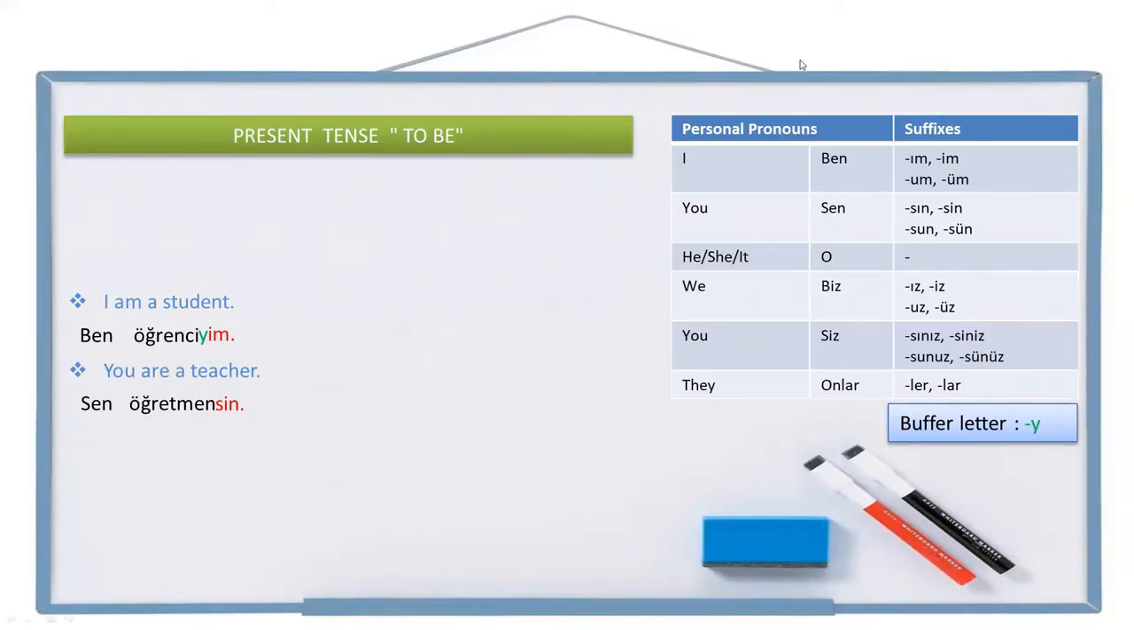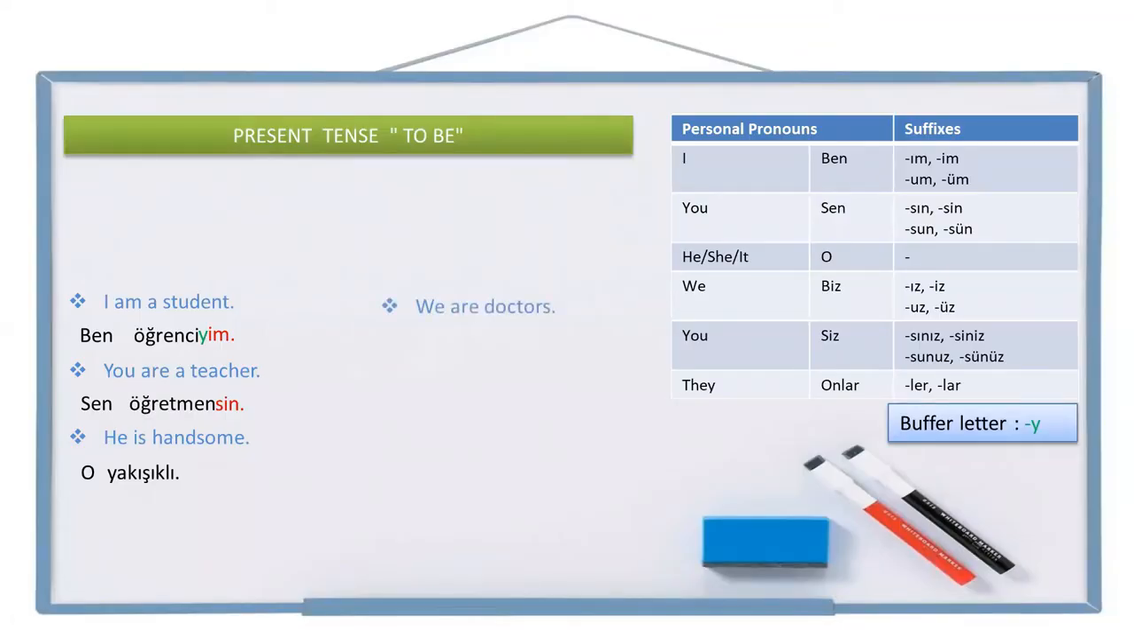Let's make one more example. He is handsome. Student and teacher were nouns. Handsome is an adjective, but the grammar rule is not going to change. Let's write the person pronoun he first. O, handsome, yakışıklı, and the person pronoun suffix, there is no person pronoun suffix for o, so the sentence is o yakışıklı. He is handsome. O yakışıklı. Let's make some plural examples.